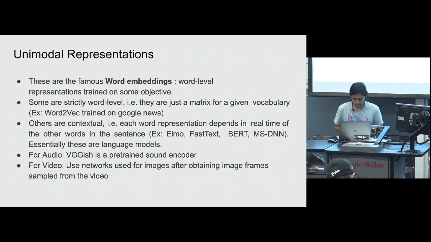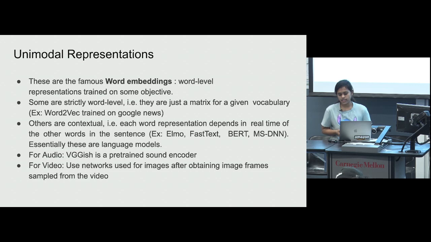For projects or assignments that involve text, people use word embeddings, which are word-level representations that are trained on some particular objective. Most of you must be familiar with word embeddings like word2vec or GloVe, which are static embeddings, and you can just use the weight representations from these word embeddings as the representation when you're transferring it to some classification or generation task.